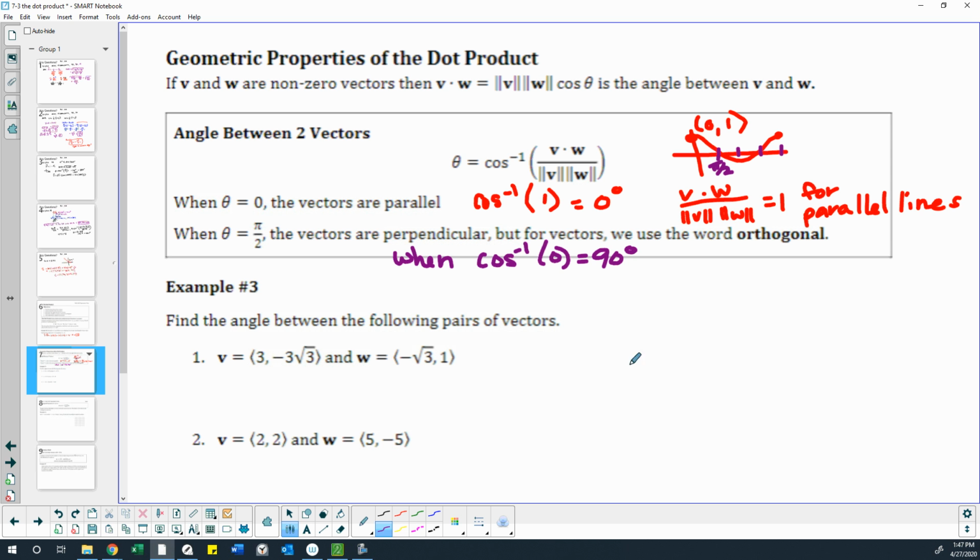So this gets confusing. If you do this part and you get 0, then your vectors are perpendicular. If you do this part and you get 1, then the vectors are parallel because the angle between them will be 0. So just remember the inverse cosine of 0 is not 0, so don't mix those up. This part inside here, v dot w over magnitude v magnitude w, will equal 0 when your lines are perpendicular.